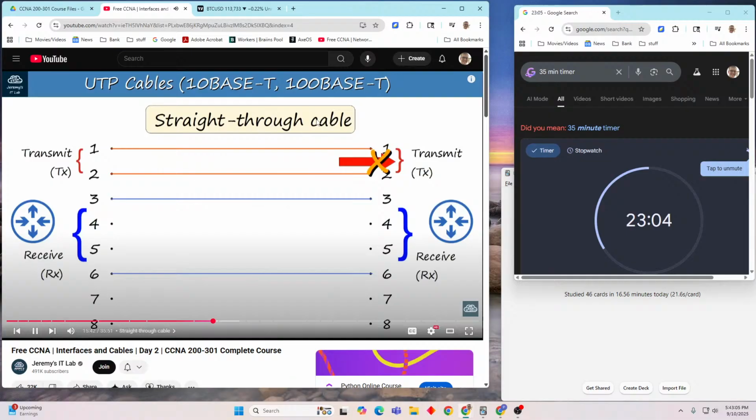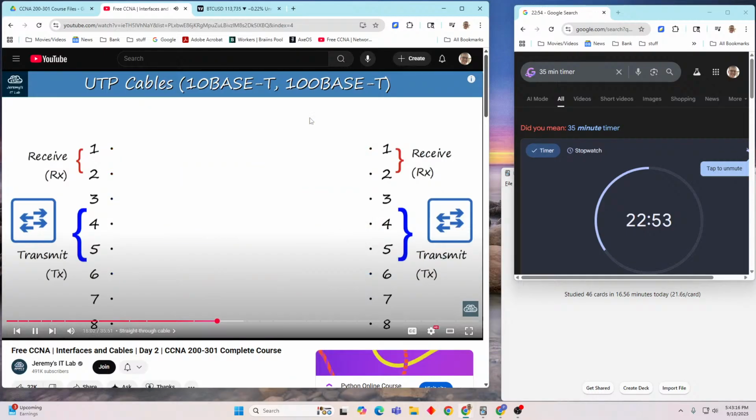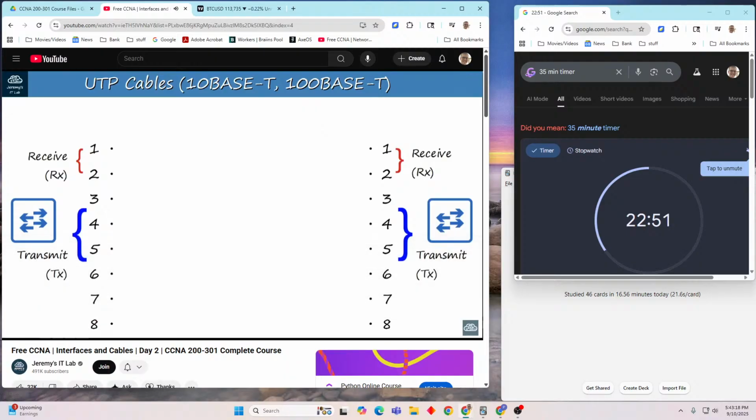Let's take a look. I've replaced the 2 routers with 2 switches, just to demonstrate that the same thing applies. If the switch on the left tries to transmit some data to the switch on the right, it doesn't work. The answer to this problem is a different type of cable. A straight-through cable connects pin 1 to pin 1, pin 2 to pin 2, pin 3 to pin 3, etc.